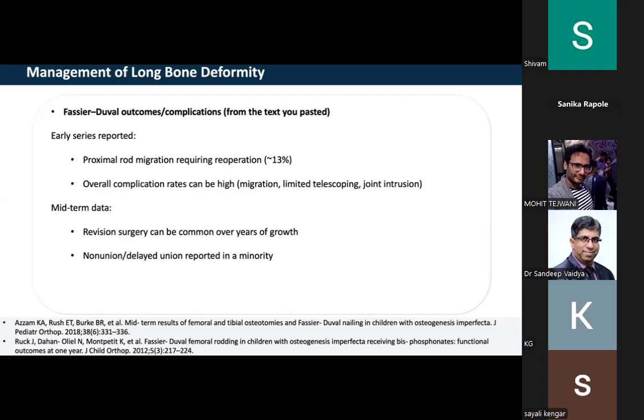So we have to optimize the bone health with bisphosphonates, do a good rehab, and we have to do careful surveillance radiographically of the child to extend the life of the implant after surgery.